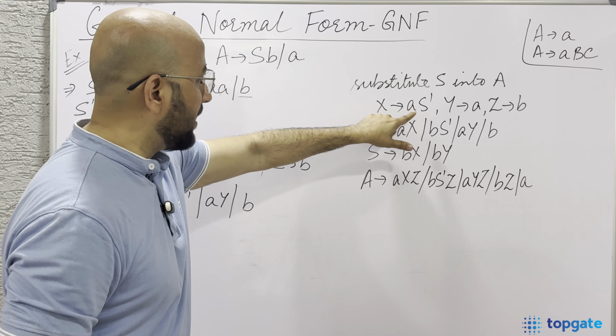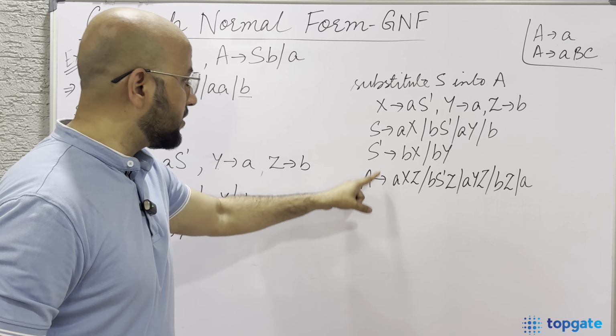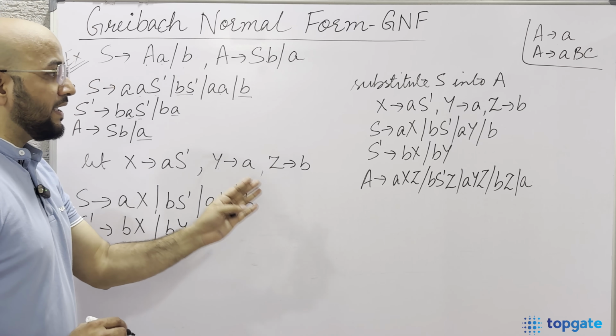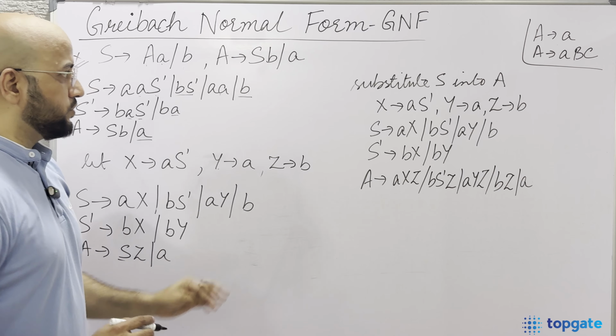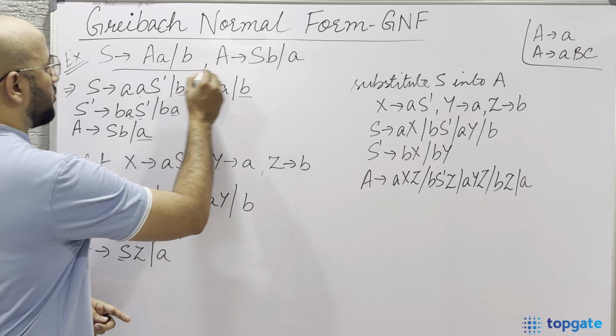This one you can see we have starting with a terminal, and all of these are starting with a terminal followed by any number of variables. So this is the final Greibach normal form of this context-free grammar.